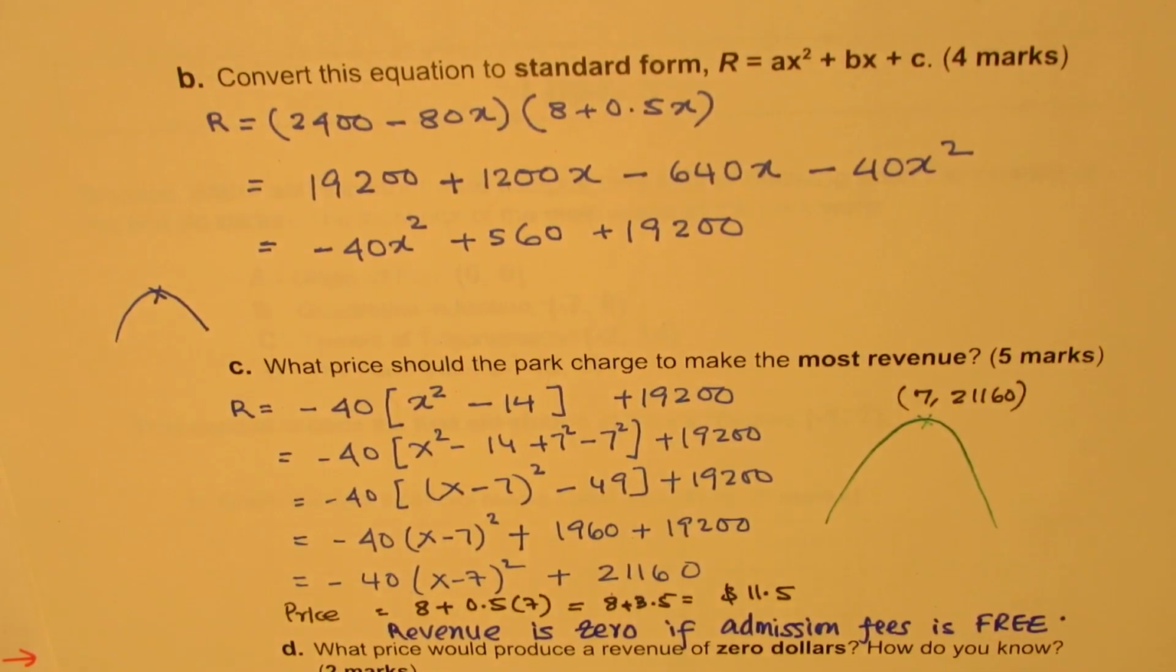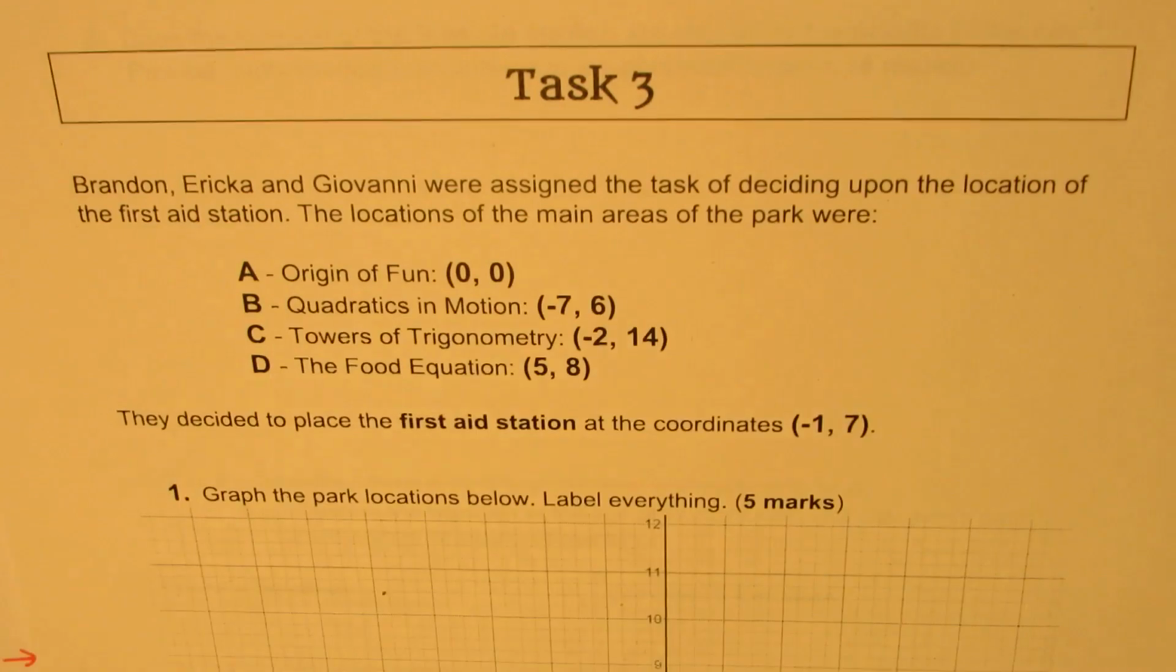Since you don't charge anything from anyone, you don't really earn anything. So it's free entry, revenue will be 0. That is how we could answer this. So let's move on and take the next question.